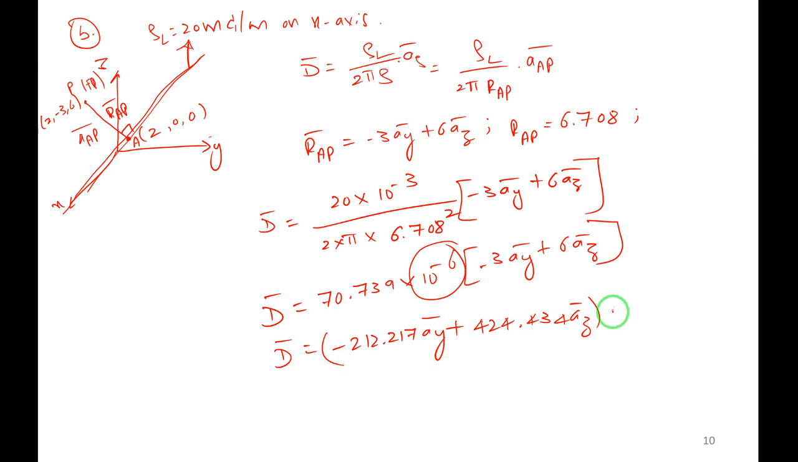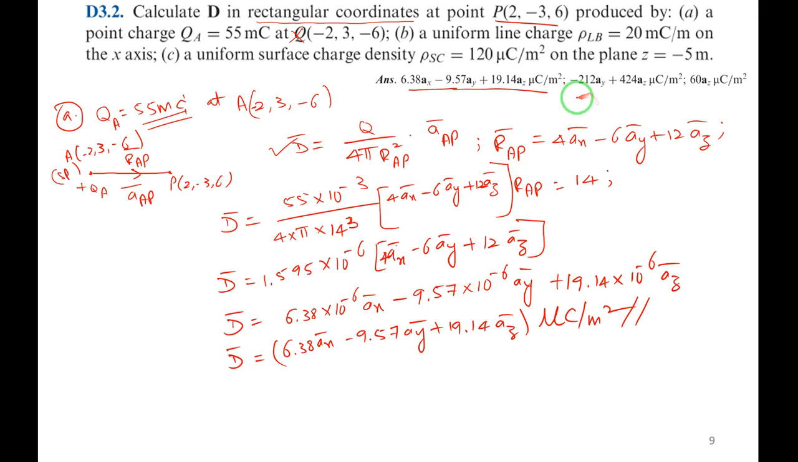10 power minus 6 means micro, right? Micro coulomb per meter square. Just verify: minus 212 AY, 424 AZ, micro coulomb per meter square.